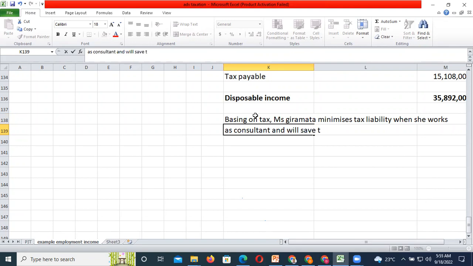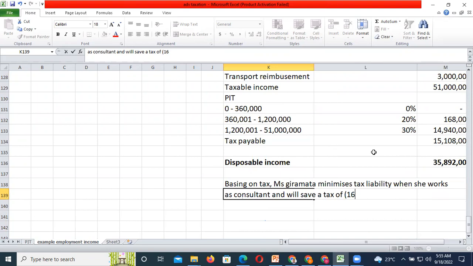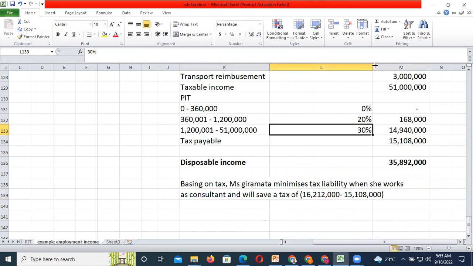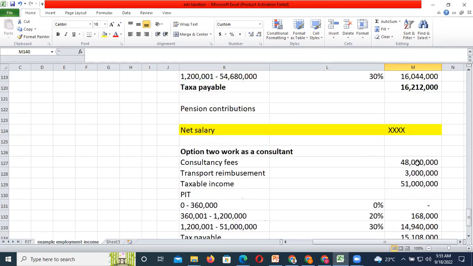Will save a tax of 16,212 minus 15,108. That is the tax he's going to save if he works as a consultant. Now, alternatively, you make a decision if he works, basing on the disposable income, which I think you'll have to calculate in that case.